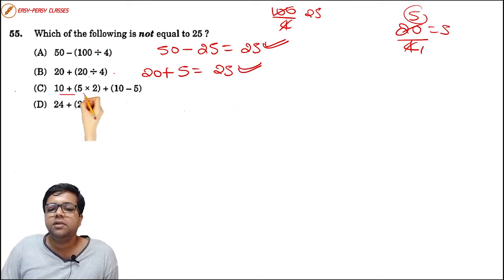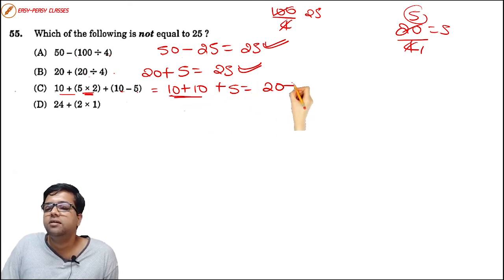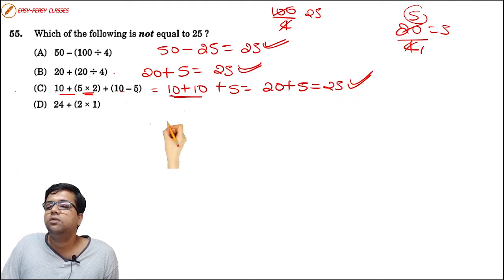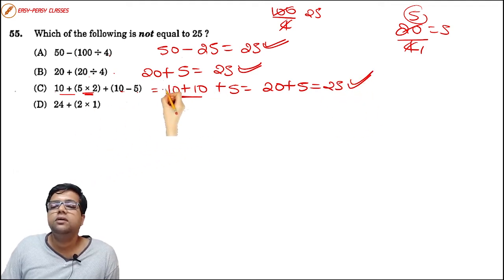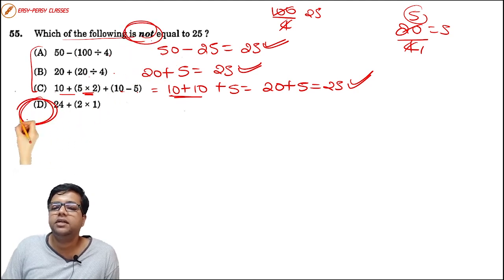Okay, 10 plus 5 into 10 minus 5. This equals 10 plus 5 into 5, since 10 minus 5 is 5. This is equal to 10 plus 10 is 20, plus 5. 20 plus 5 is 25. So you know all the three above are equal to 25. In the question what is asked, which of the following is not equal to 25? Not equal to means option number D is the only thing which is left.